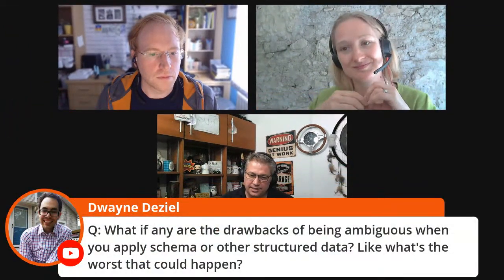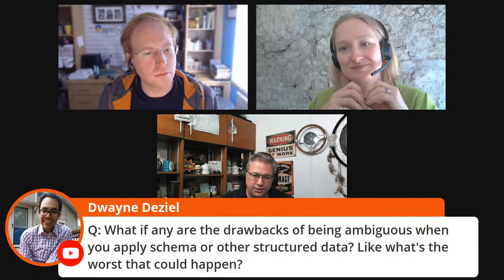So another question from our friend Dwayne Diesel, not about Schema Wrap this time. What are the drawbacks of being ambiguous when applying schema or other structured data? Like, what is the worst that could happen?